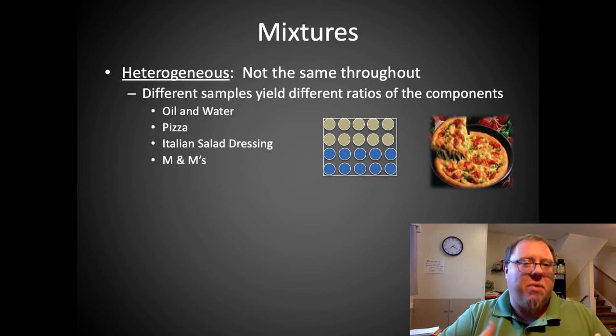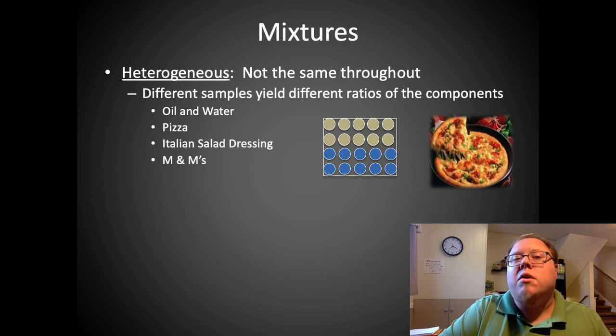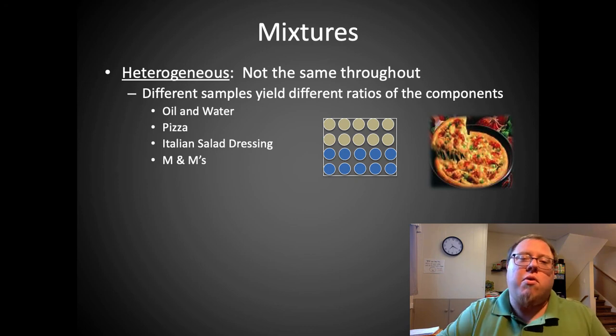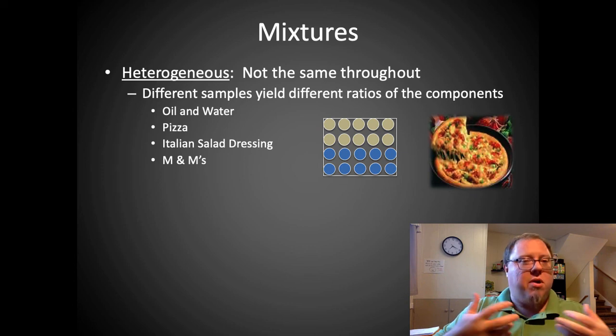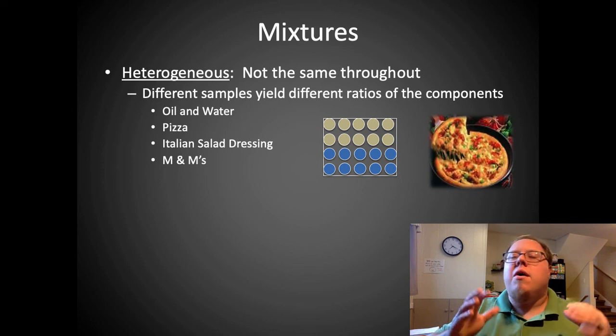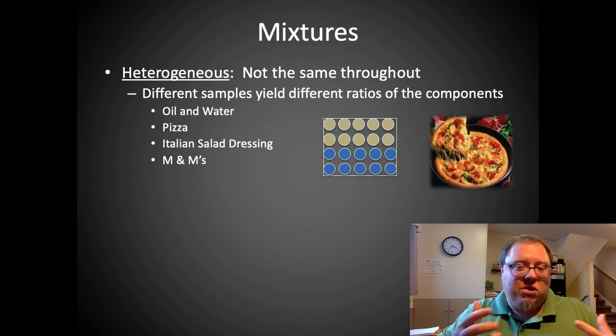Like if I take a slice of pizza, and it's got pepperoni on it, that's a mixture. It's got several substances there that are different substances, but each slice of pizza isn't going to have the same number of pepperonis on it. I might get one slice with only one pepperoni. I might get one with like 5, which would be awesome because I love pepperoni.